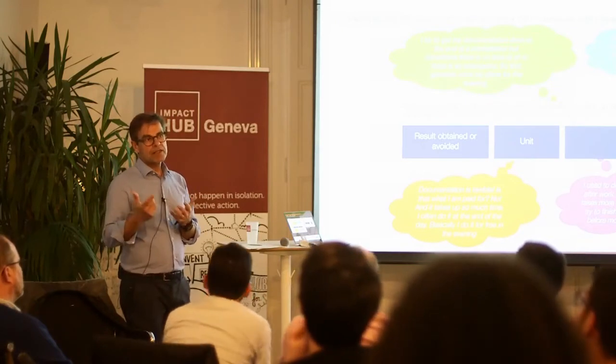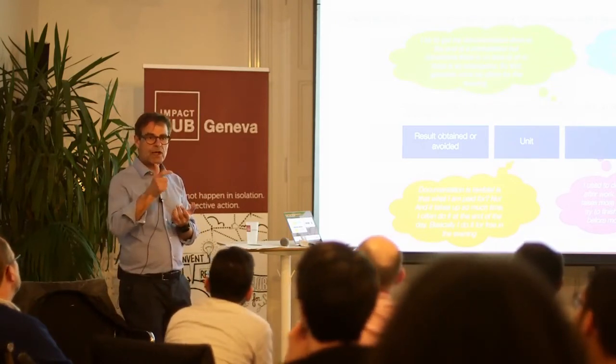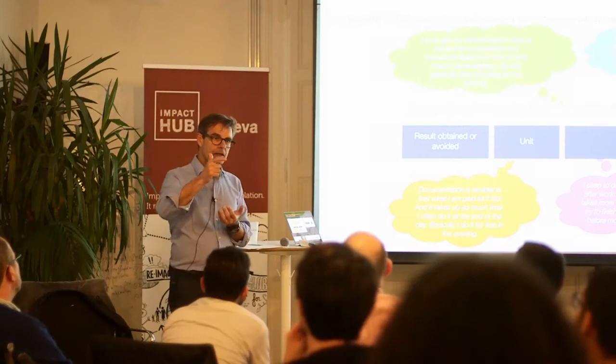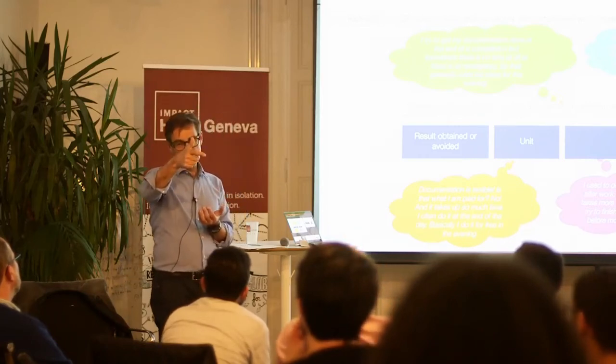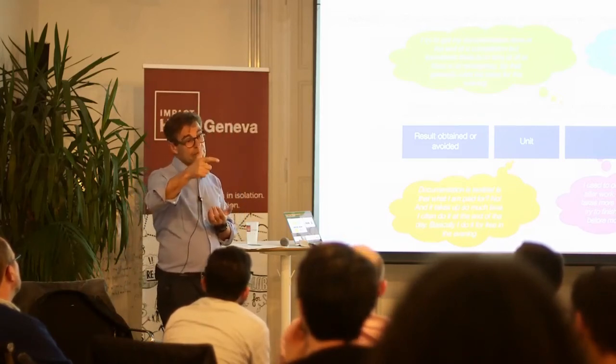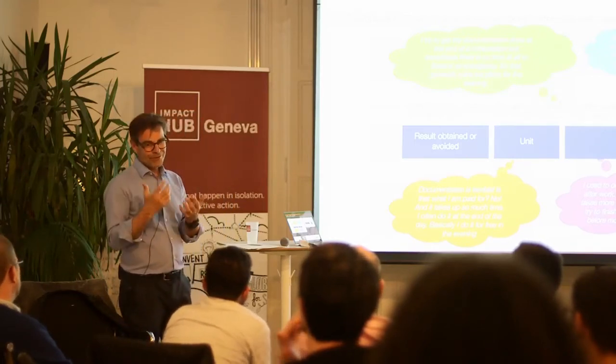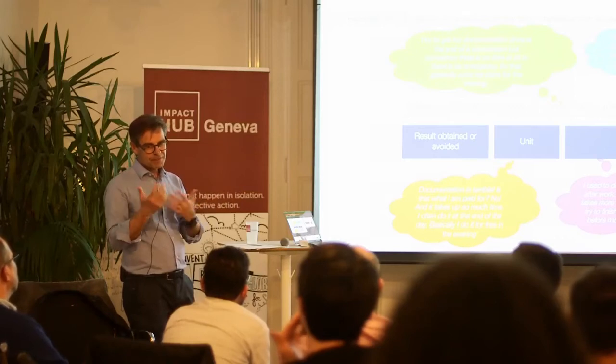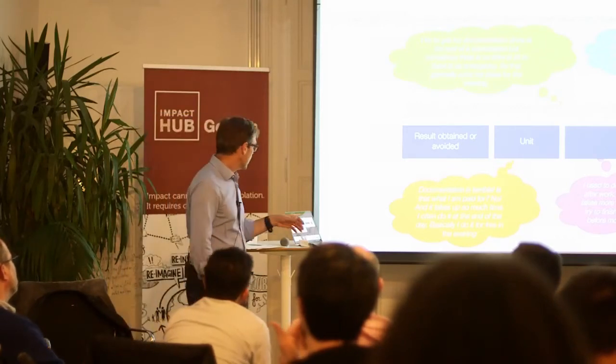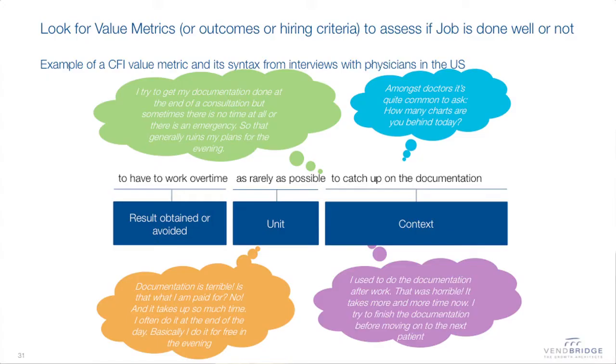is dangerous, because lean tries to iterate quickly with the hope that the iteration will lead to the right result. But it can take a long time. We try to be lean, but at the same time we have to be careful. So that's the value metric. ODI calls them outcomes, and Christensen hiring criteria, and they are very important.